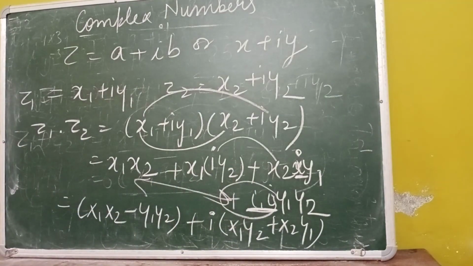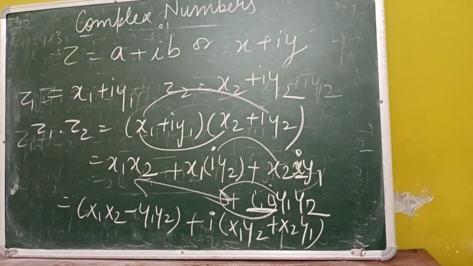This is the way we do the multiplication. First we expand them, then we take together the terms without the imaginary unit and together the terms with the imaginary unit. While doing this we have to remember always that i square is equal to minus 1.